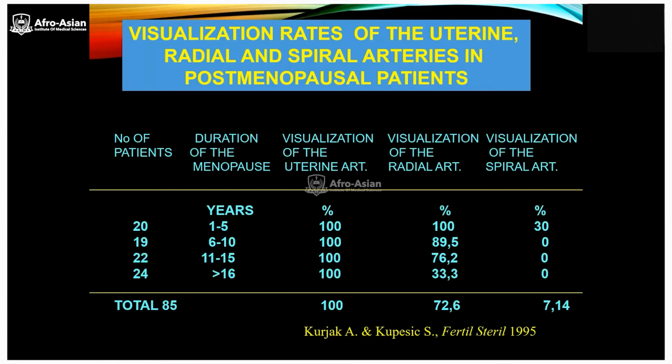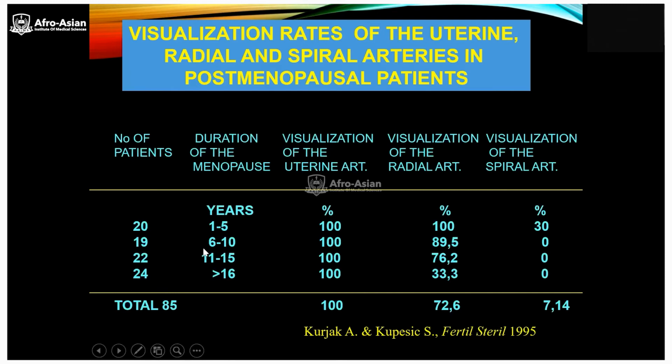For visualization rates of the uterine, radial and spiral arteries in postmenopausal patients, this data is very important. At age of 20 years, 1 to 5 years, 100%, we can see the uterine artery, radial artery, and 30% of the spiral arteries. Whereas in the age of 6 to 10 years, the total number of patients was 85 in that study, which was done by Professor Kurjak and Tupeskic S for Fertility and Sterility 1995. This was published.